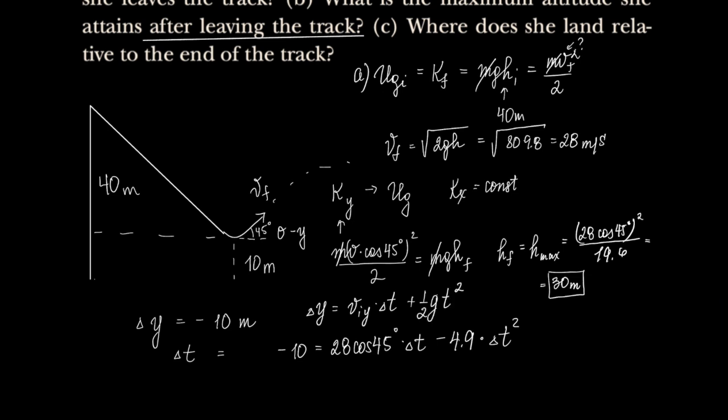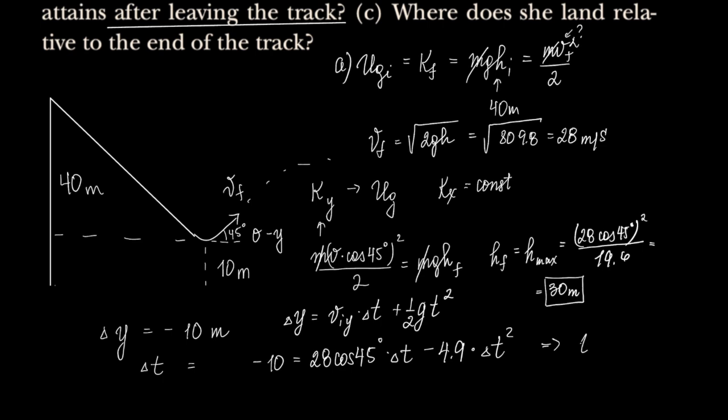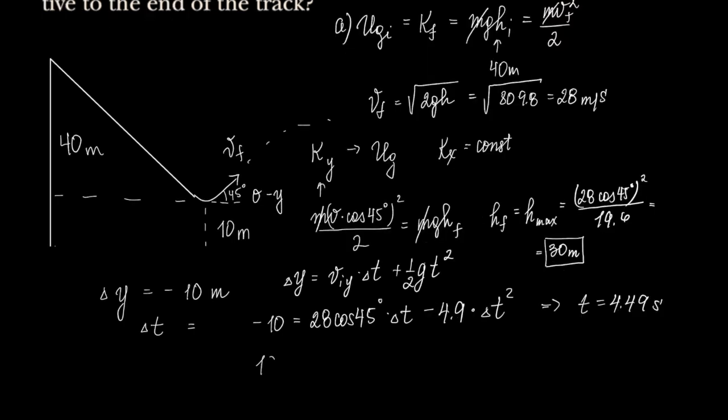So once you graph that, you should get a positive answer and a negative answer. Right? So I got negative 45 and I got 4.49 seconds. From there, t equals 4.49 seconds, 19.8 times 4.49 seconds should give me the horizontal displacement that it reaches, and it's 88.9 meters. That's the answer to C.